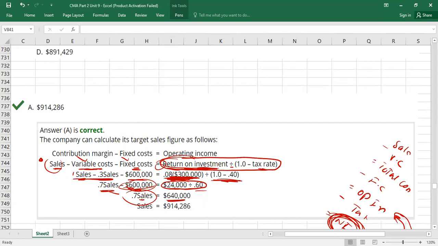Now I want to calculate sales, so I'll take 640,000 divided by 0.7. It will give you the value of sales. It means this much sales should be there, which can leave the net return on investment of 8%. So this is actually the answer, and this is how you will solve it. I told you all the possible ways which can be tested here regarding operating income.